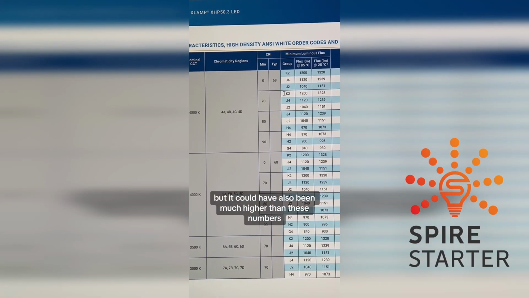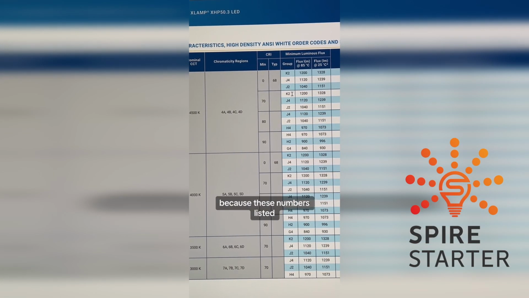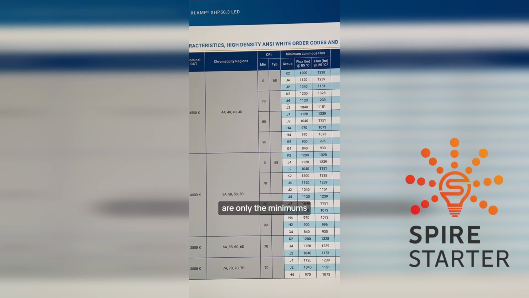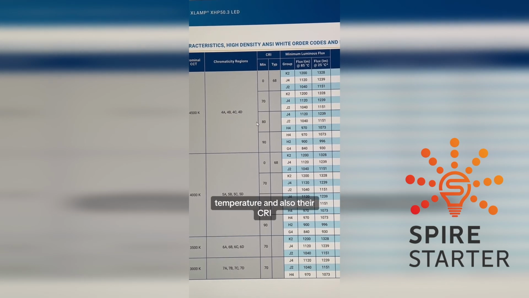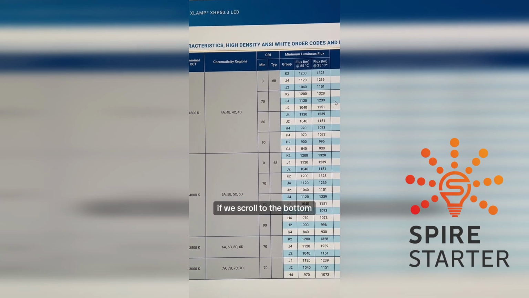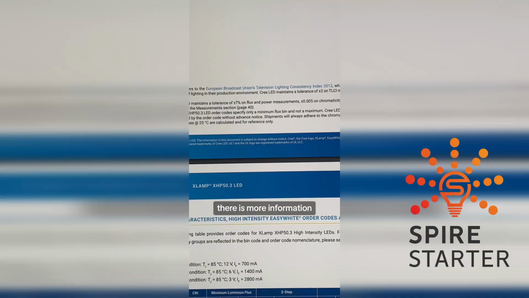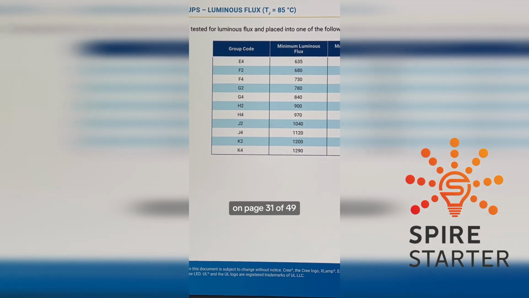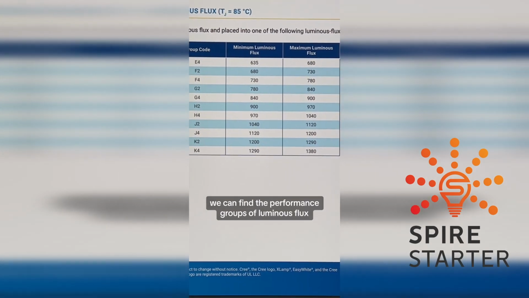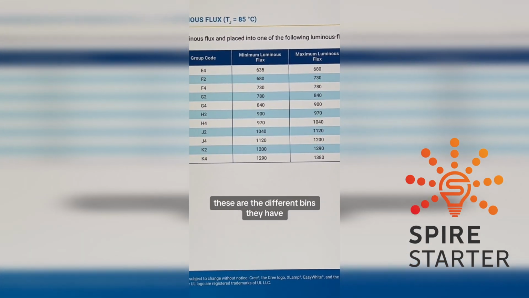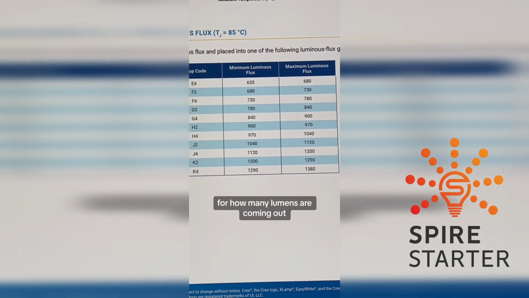But it could have also been much higher than these numbers, because these numbers listed are only the minimums for each of these groups, depending on their color temperature and also their CRI. If we scroll to the bottom, there is more information. Way down here on page 31 of 49, we can find the performance groups of luminous flux. These are the different bins they have for how many lumens are coming out.